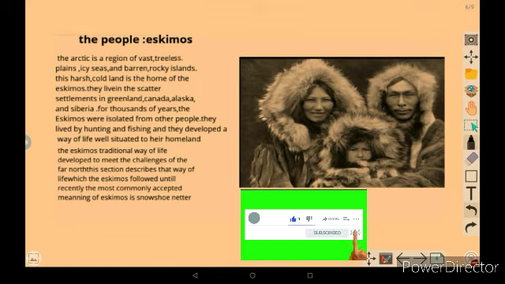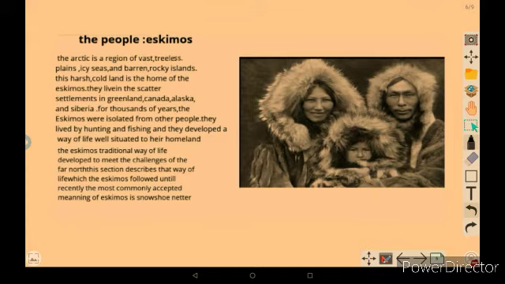So these are all the things we have in the tundra region. The cold land is the home of the Eskimos. They live in the scattered settlements of Greenland, Canada, Alaska, and Siberia. Scattered settlements means they live there. So what are the places they live?